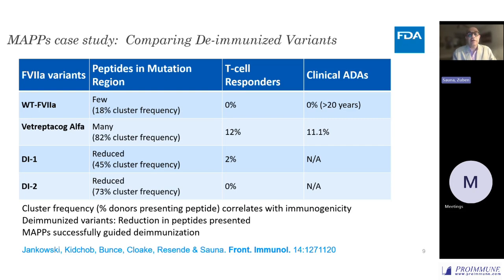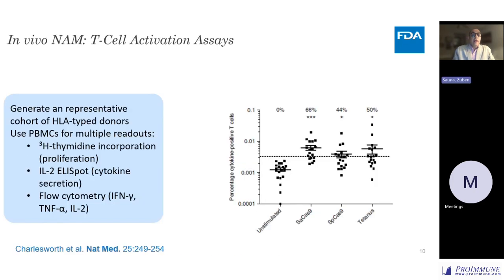And as far as clinical anti-drug antibodies are concerned, this wild type factor 7A has been used for more than 20 years. There are no reports of immunogenicity. 11% of people in the clinical trial with vetropitok alpha got immune responses, and these have never been used in clinical trials.